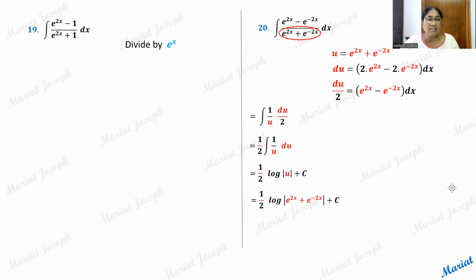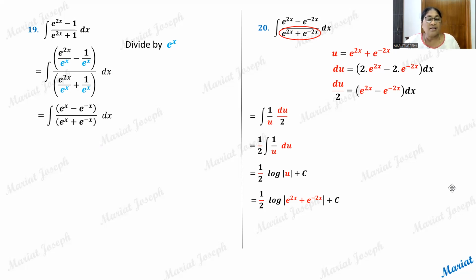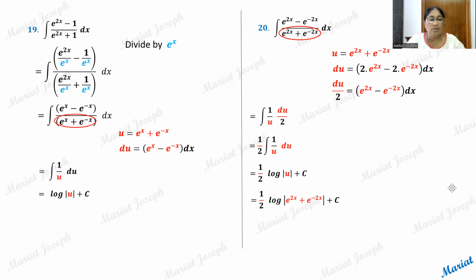Whereas in question number 19, we divide by e raised to the power x. See, how is the division done? Numerator and denominator both we have divided by e raised to the power x. Then the first one becomes e raised to power x, and the second one is e raised to power minus x. Therefore, for the complete denominator we can now take a substitution so that the derivative is the numerator. So 1 by u du, log mod u, then replace the u. So similar looking questions, but they were very different questions. We have to make it into the second form.